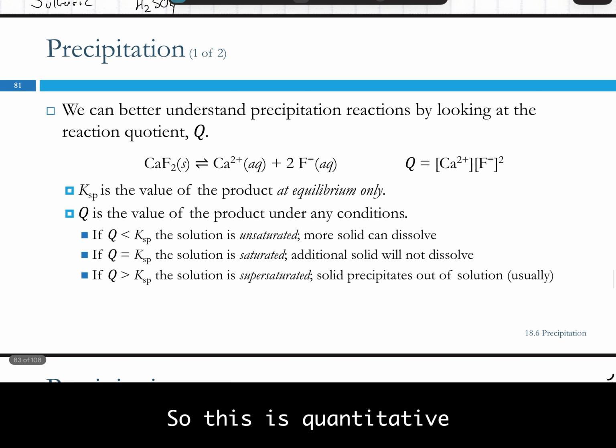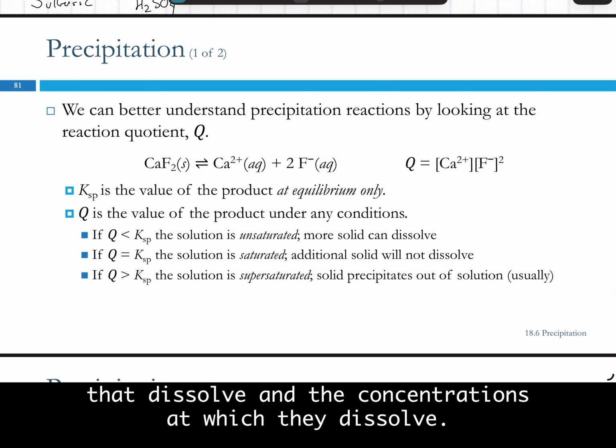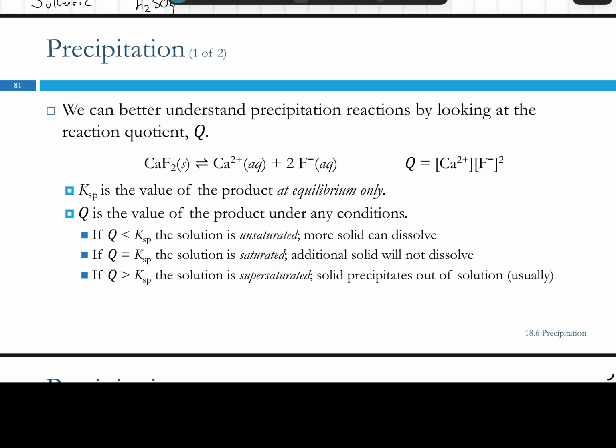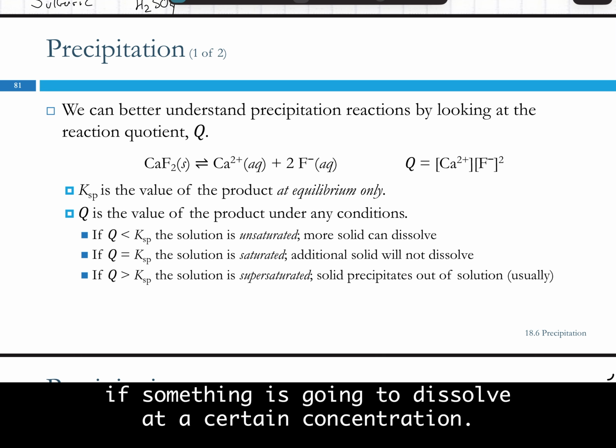So this is quantitative, meaning we're determining the quantities of things that dissolve and the concentrations at which they dissolve, which is different than qualitative analysis. So again, we can draw on all of the things that we know about equilibrium in order to figure out if something's going to dissolve at a certain concentration.